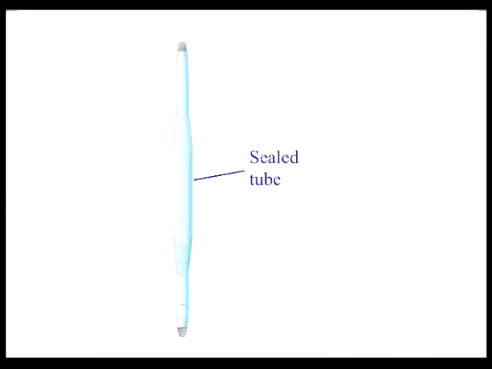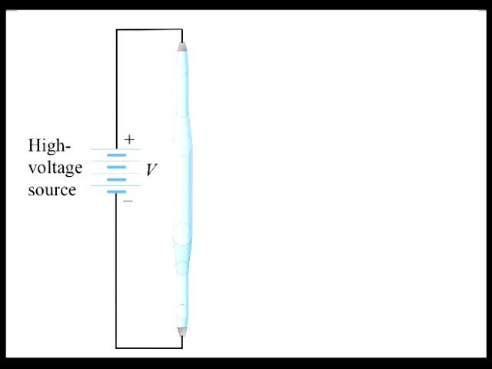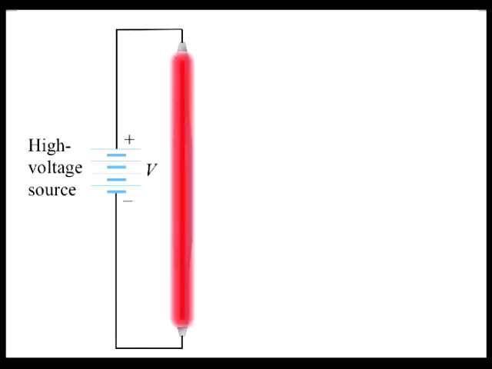Here we show a sealed tube that contains a low-pressure gas. When a sufficiently large voltage is applied to the electrodes in the tube, the gas emits light, a process that is identical to that which occurs in neon signs.